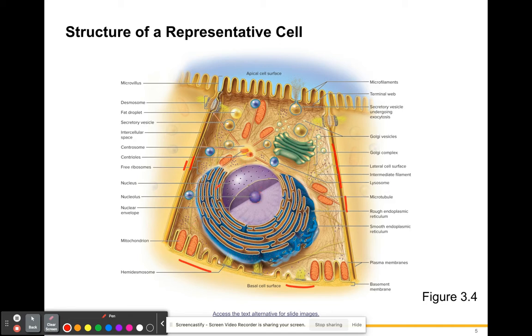But all of these little things are called organelles. This big purple thing is an organelle. These squiggly lines are organelles. These little orange things, the threads, okay, all of these are organelles, and we want to learn what they all do because they all function together.